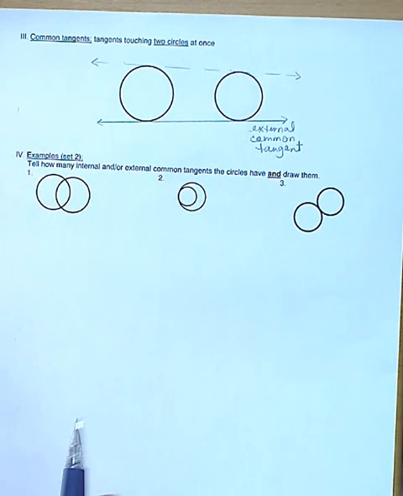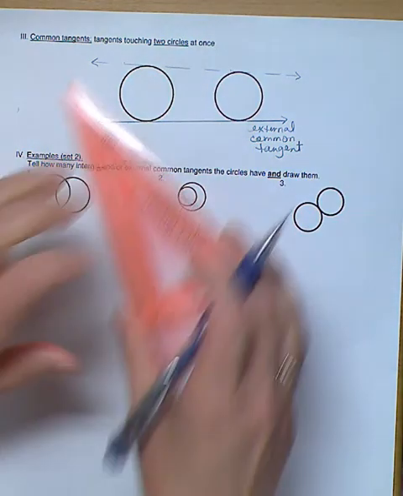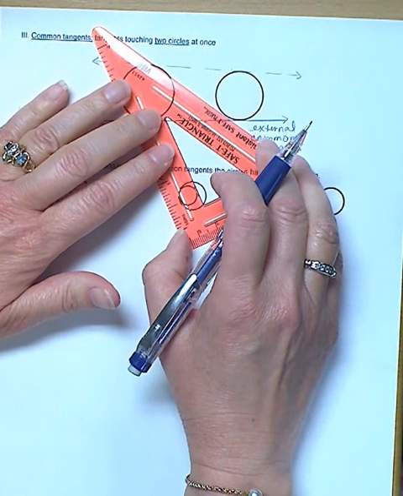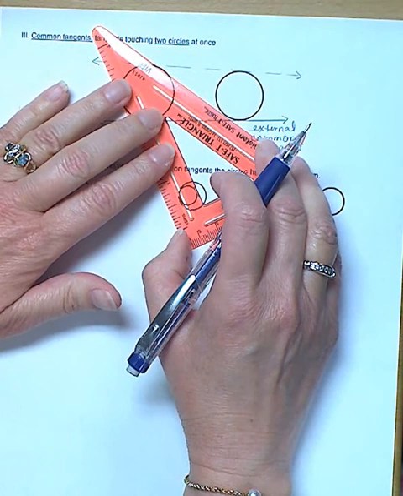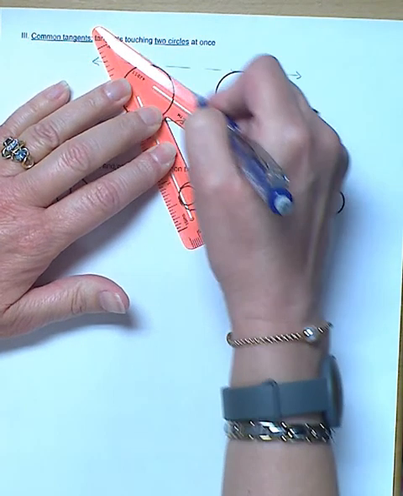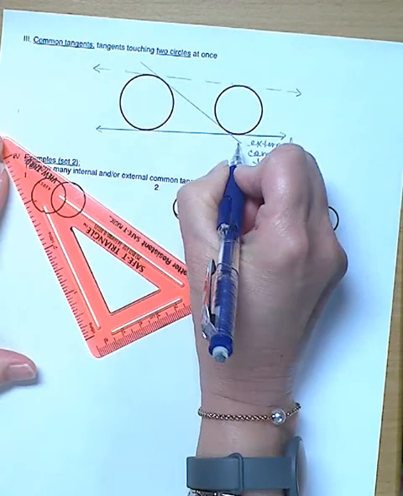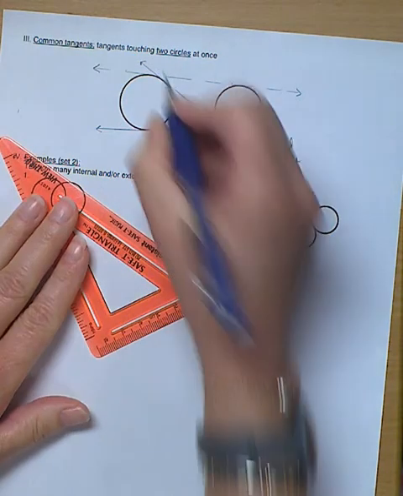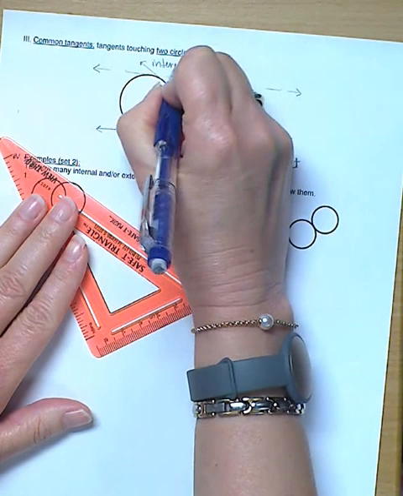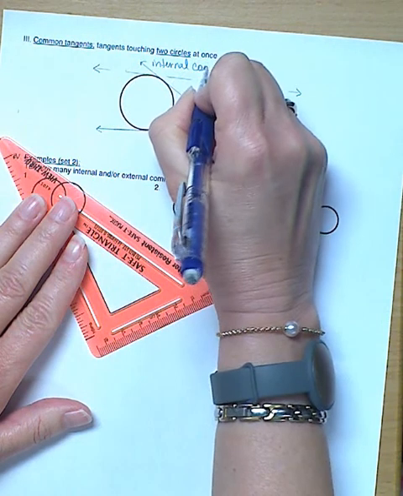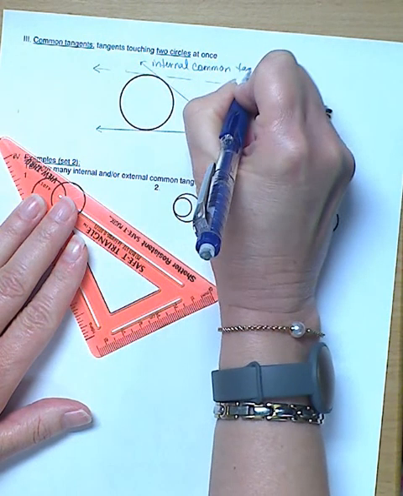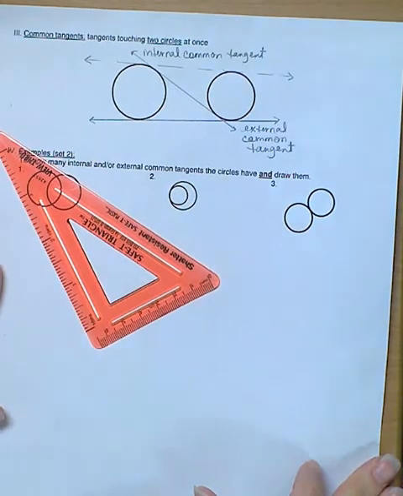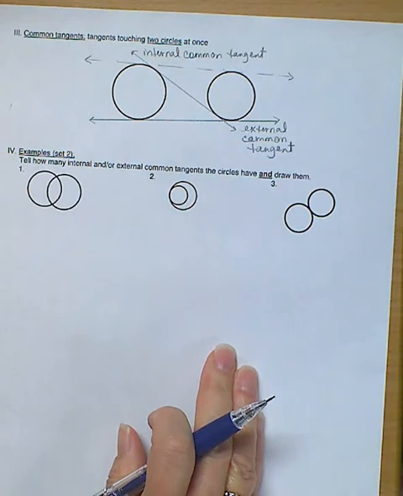If I look at this a different way and I notice that the two circles have a common tangent that runs between them, this is called an internal common tangent. Sorry about that with the paper. And so, yes, there's a second one as well if you come over in this direction.